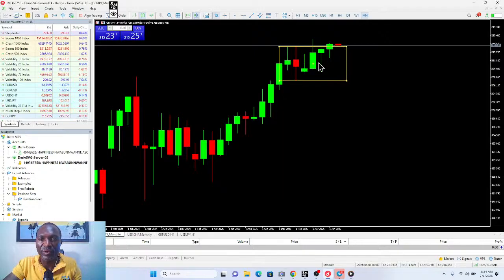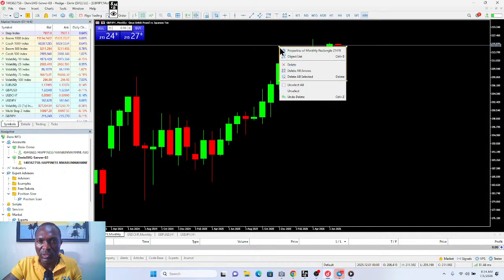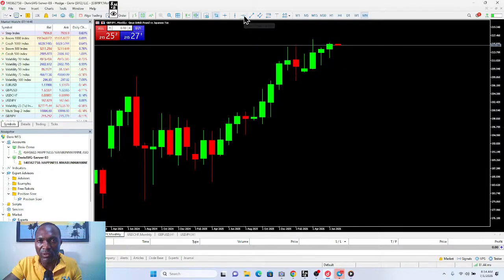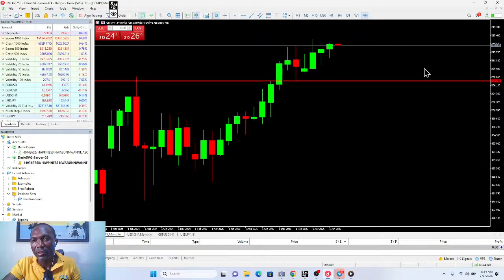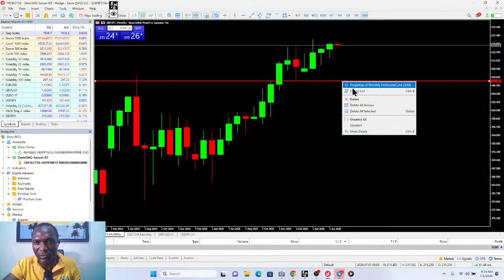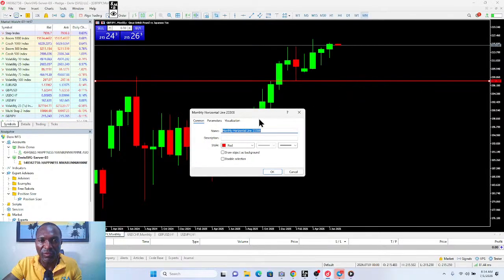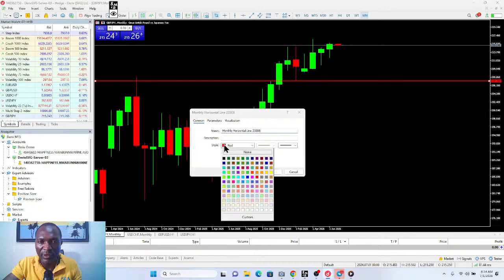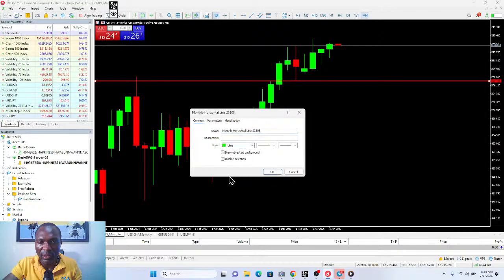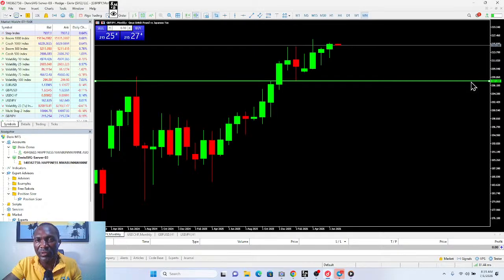So fine. All we need to do now is get rid of this first, then fix in our line. We want to delete it, then bring in your horizontal line and fix it below here. It does not really matter, but what I usually do, I'll just change the color. If I'm buying, the color should be green, and if I'm selling at that level, the color should be red. So this is another one here.